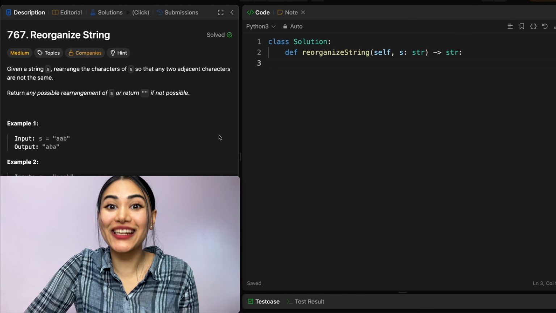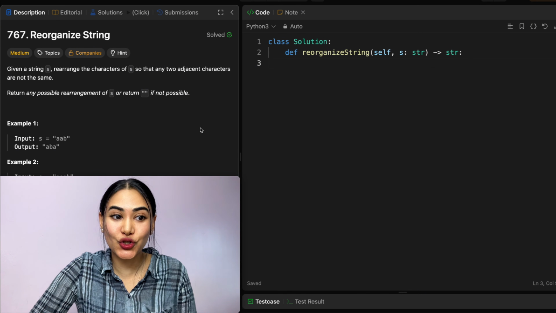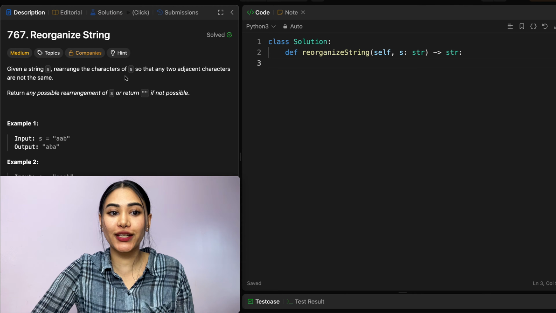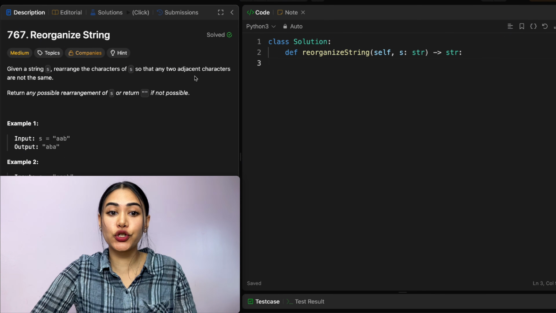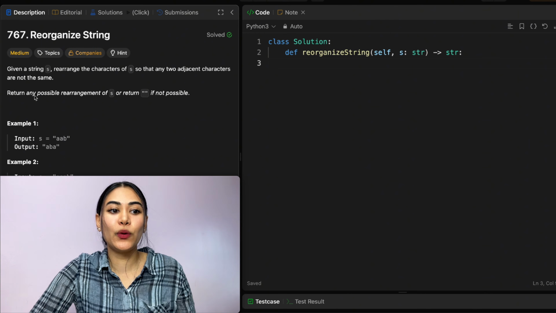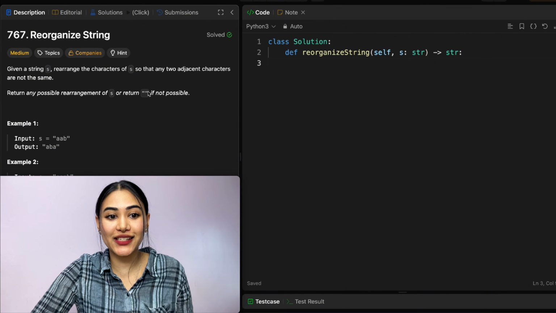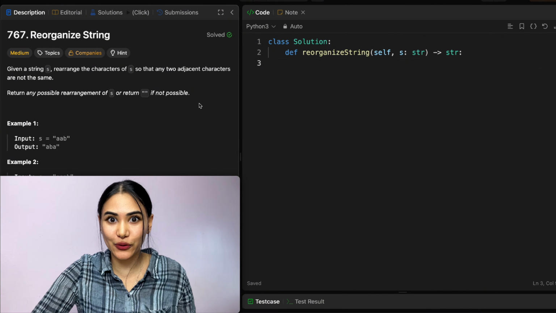Hello and welcome. Today's LeetCode question is Reorganize String. We're given a string S. We want to rearrange the characters of S so that any two adjacent characters are not the same. We can return any possible rearrangement of S, or the empty string if that's not possible.